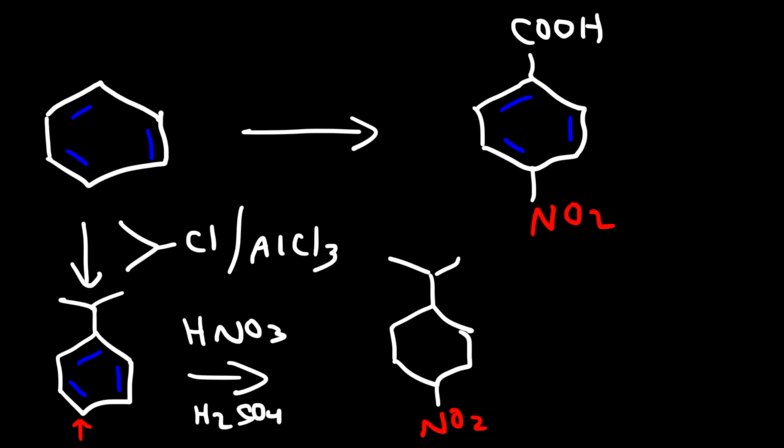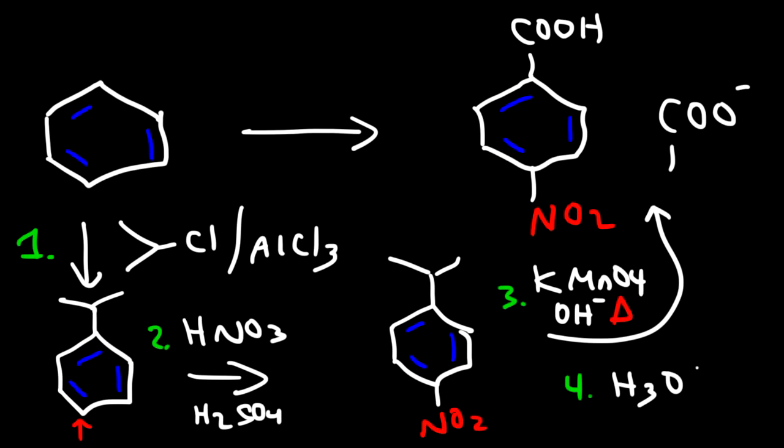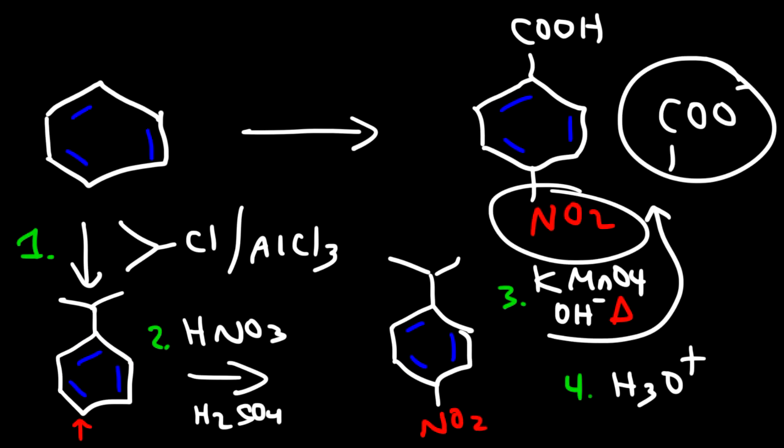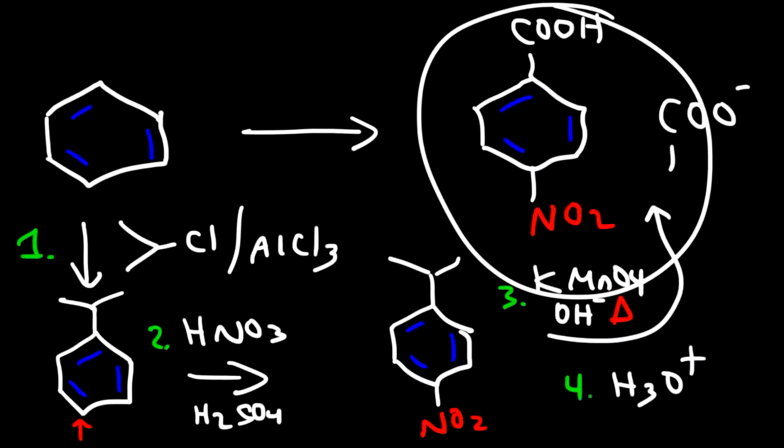So now that we have our two groups in the right position, the last thing we need to do is oxidize the isopropyl group. So you can use chromic acid with heat, or let's use something different. This is going to be step 1. This is step 2. In step 3, we could use potassium permanganate with hydroxide under high temperature conditions. So that's going to give us a deprotonated carboxylic acid group. So to get it protonated in the fourth step, we need to acidify the solution. We don't want benzoate, we want benzoic acid with the NO2 group. So we need to use H3O plus in the fourth step. And so that's how we can make para-nitrobenzoic acid.